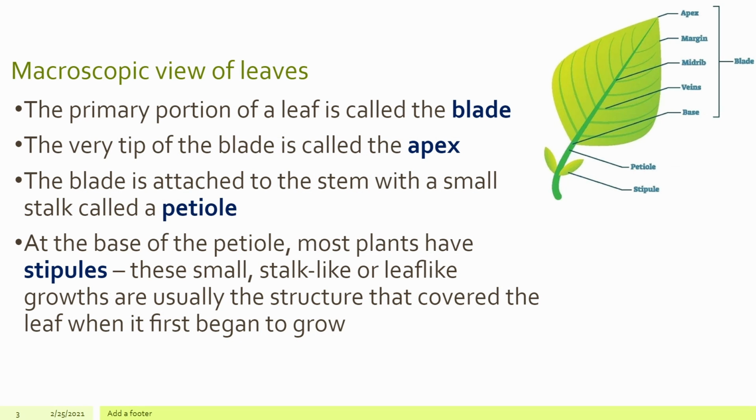Continuing to look at the macroscopic view of leaves, we see the blade, that's the primary portion of the leaf. The apex, or the point, is the tip of the blade. Where the blade attaches to a stem is a stalk called the petiole. And then below the petiole we can see stipules, which are small stalk-like or even leaf-like growths that would protect an early leaf bud.